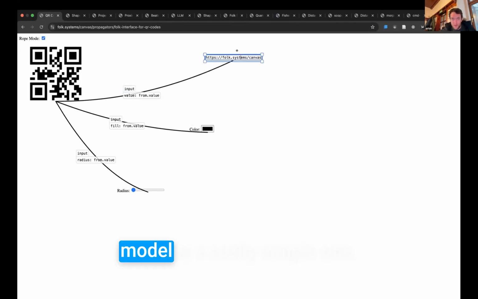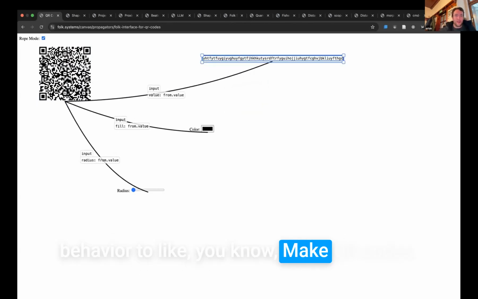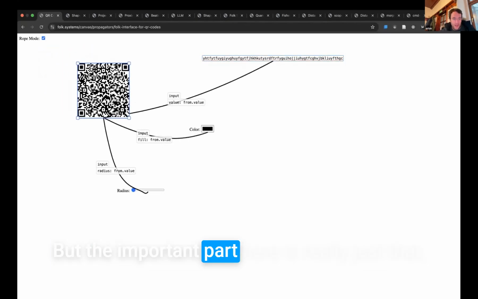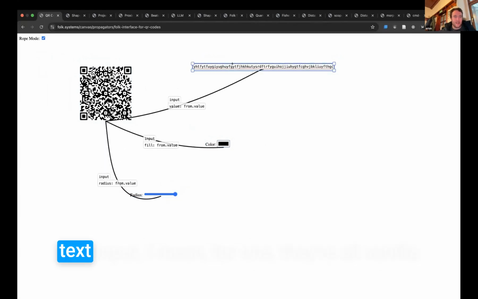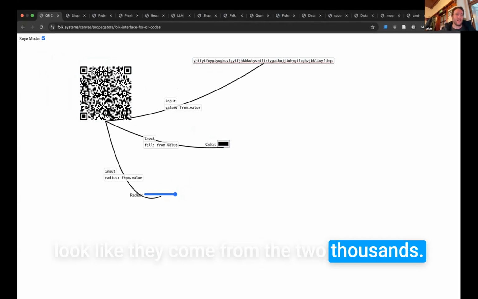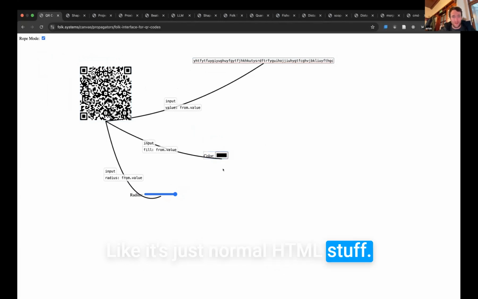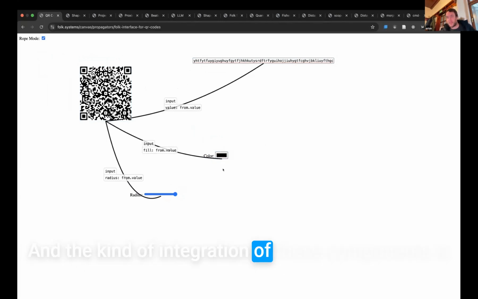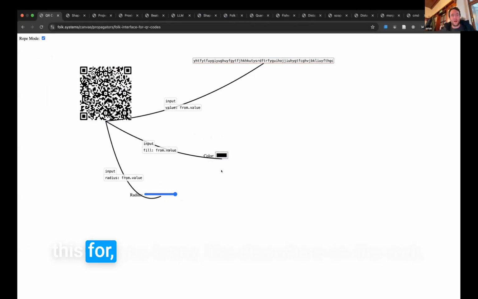So yeah, this programming model is a really simple one. This is just wiring up some behavior to make QR codes. But the important part here is that none of these components, like this little color picker and this slider and this text input, for one, they're all vanilla HTML pieces, which is also partly why they look like they come from the 2000s. But also, there is no coupling between them in those elements. So you could take any of these elements and put them anywhere else, it's just normal HTML stuff. And the integration of these components is something that happens on top and outside them, which is really nice because you can also do this elsewhere on the web.